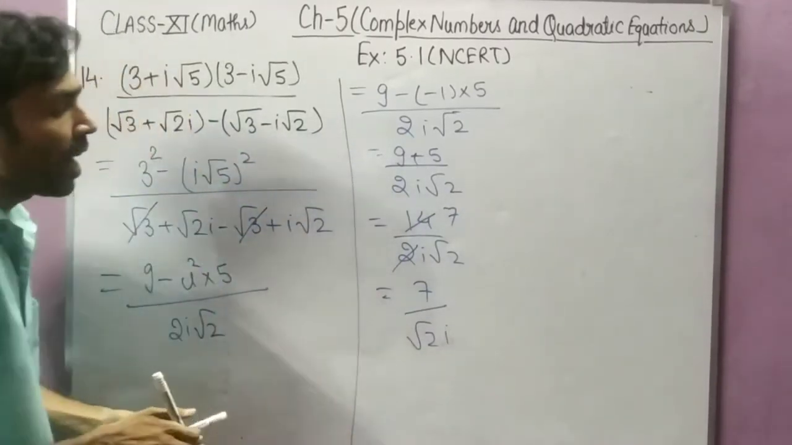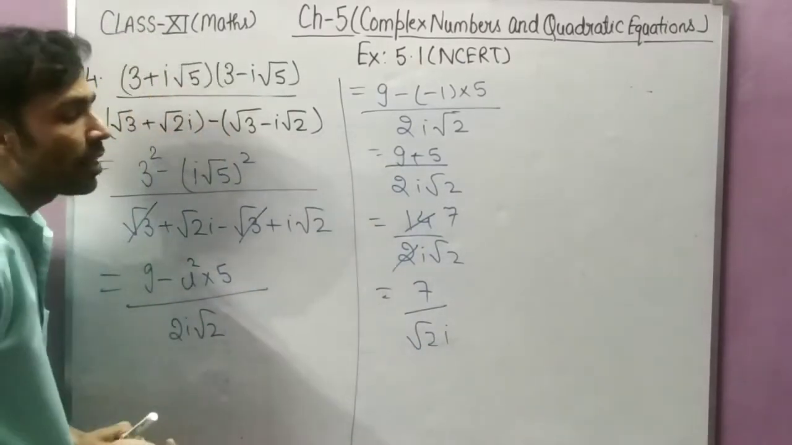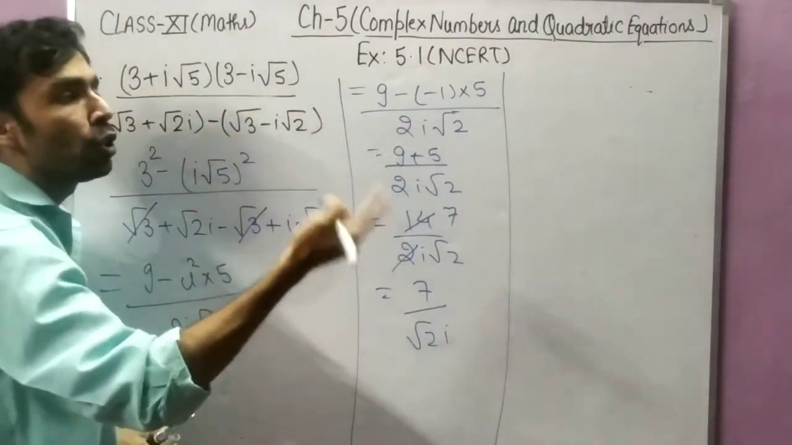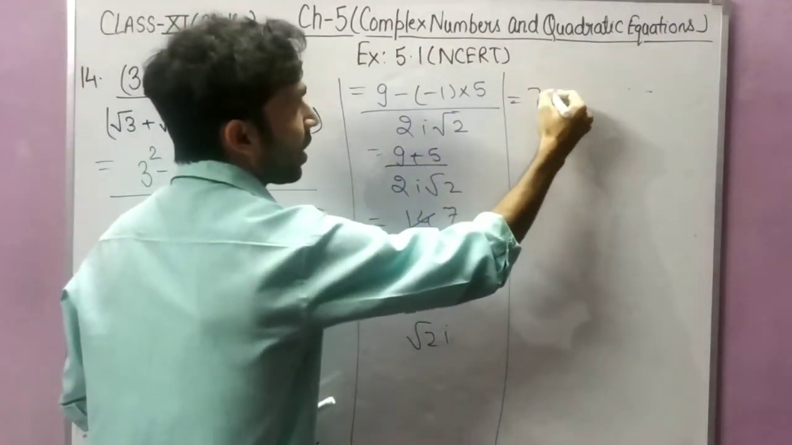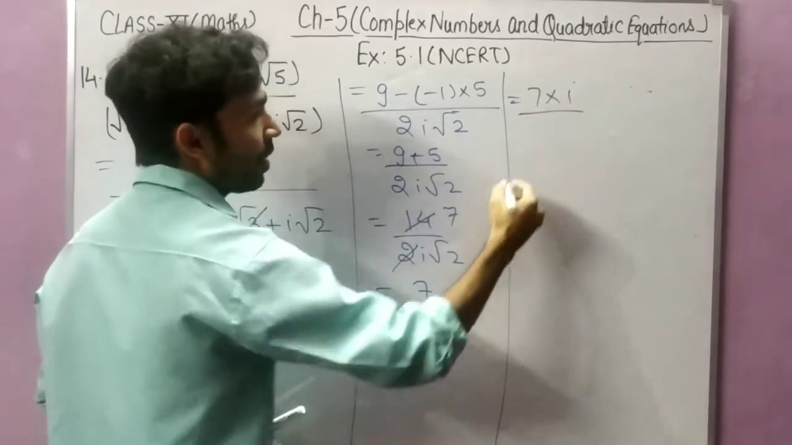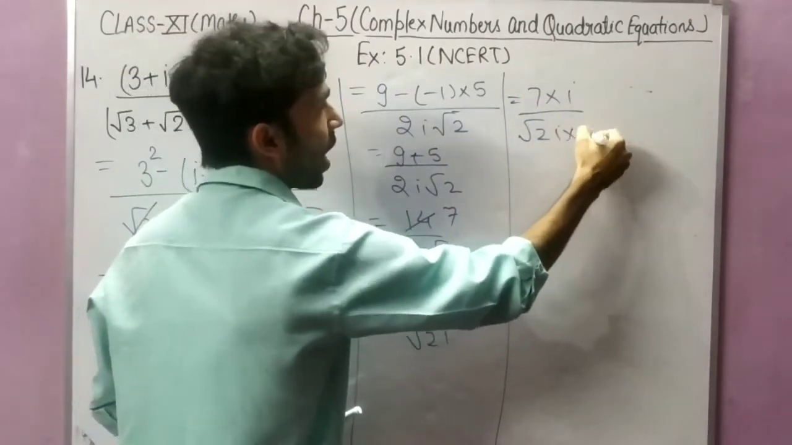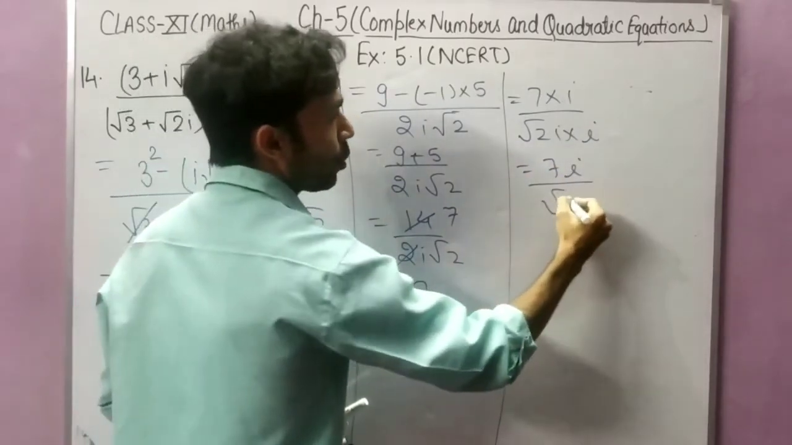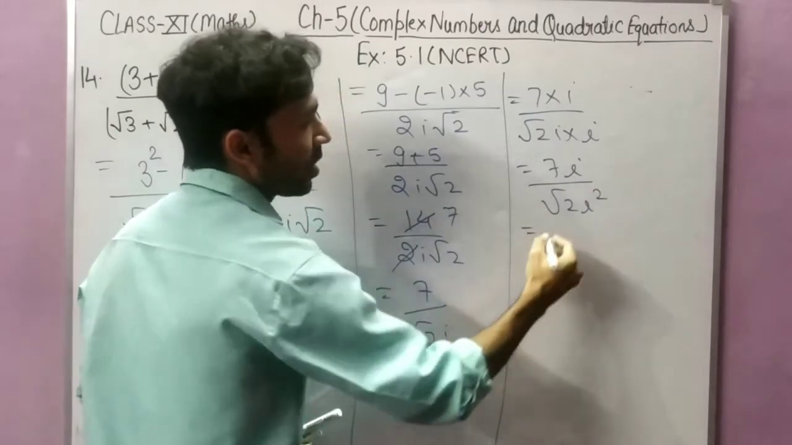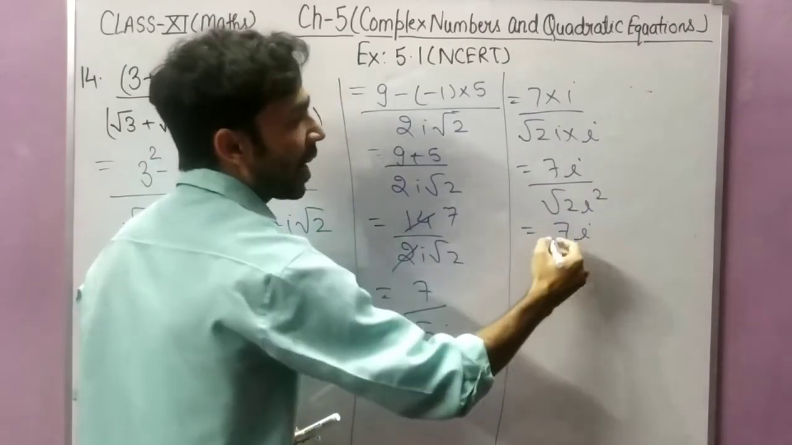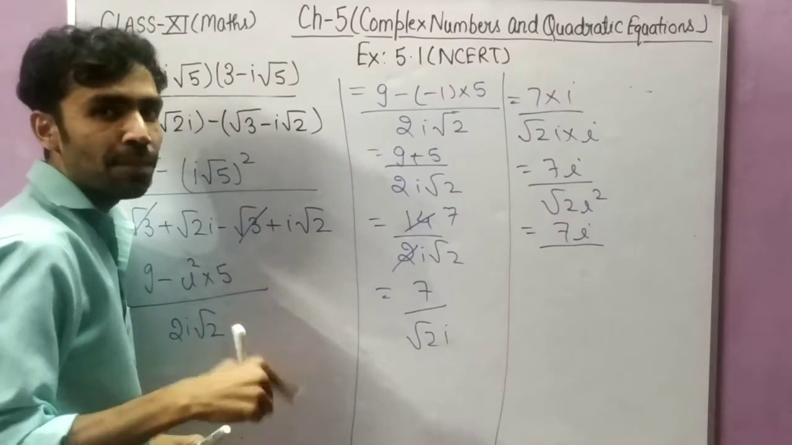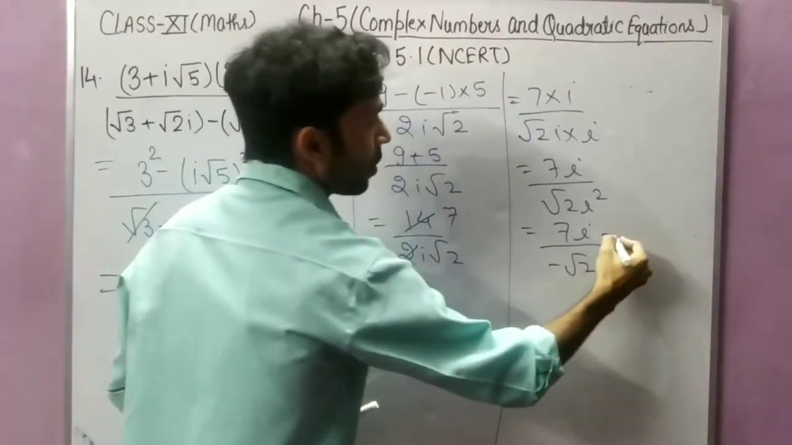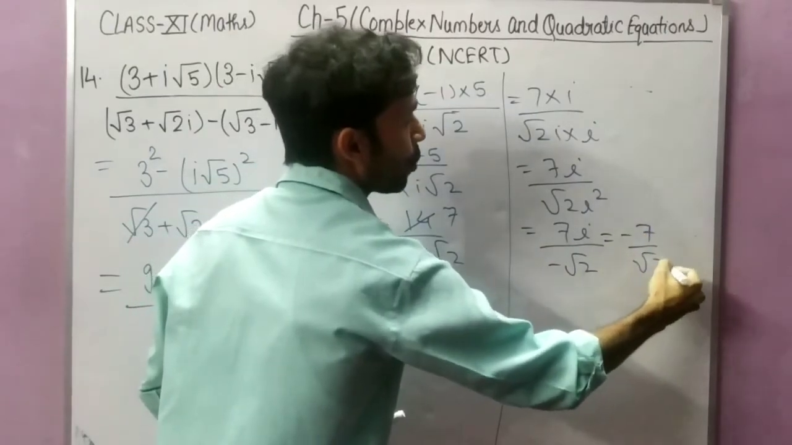Okay, so for eliminating i from the denominator, we can multiply i in both numerator and denominator. So here it will be 7 into i, and here it will be root 2i into i. So it will become 7i upon root 2 i square. So see student, 7i and the value of i square is what? The value of i square is minus 1, so it will become minus 7i upon root 2. Or you can write like this, minus 7 upon root 2 i.